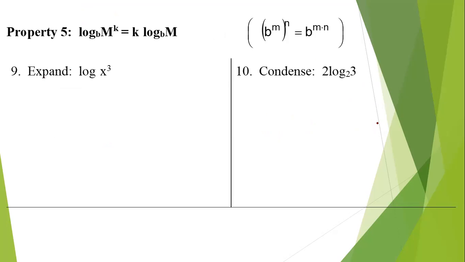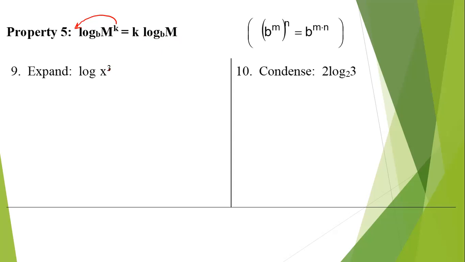Property 5. Property 5 is our power rule of exponents, and it applies to multiplication. This is a little different. This is our power constant. The power of a log can also be the constant of the log. So the power can become the constant. Here we have k times log base b of m.